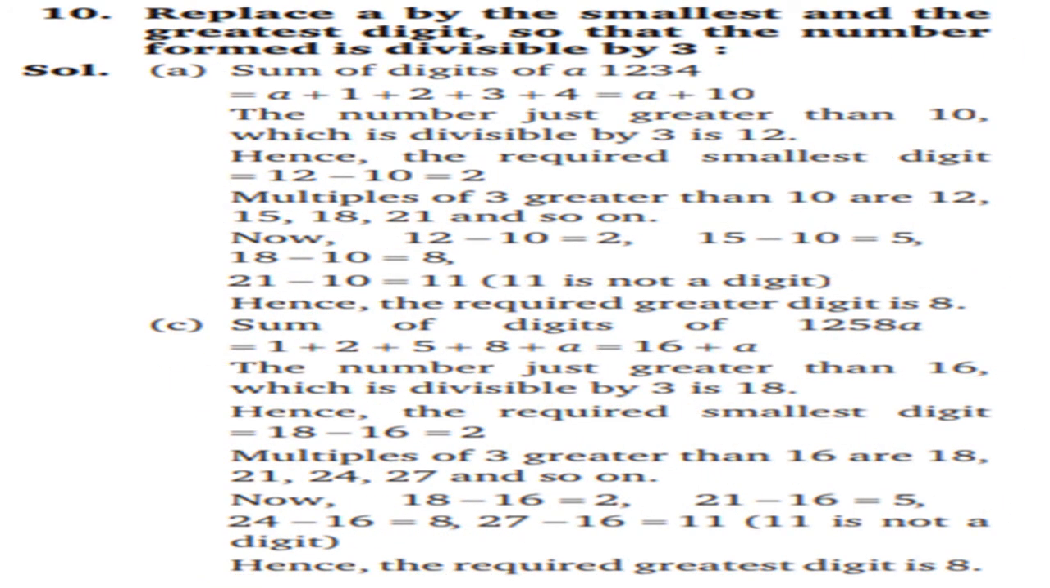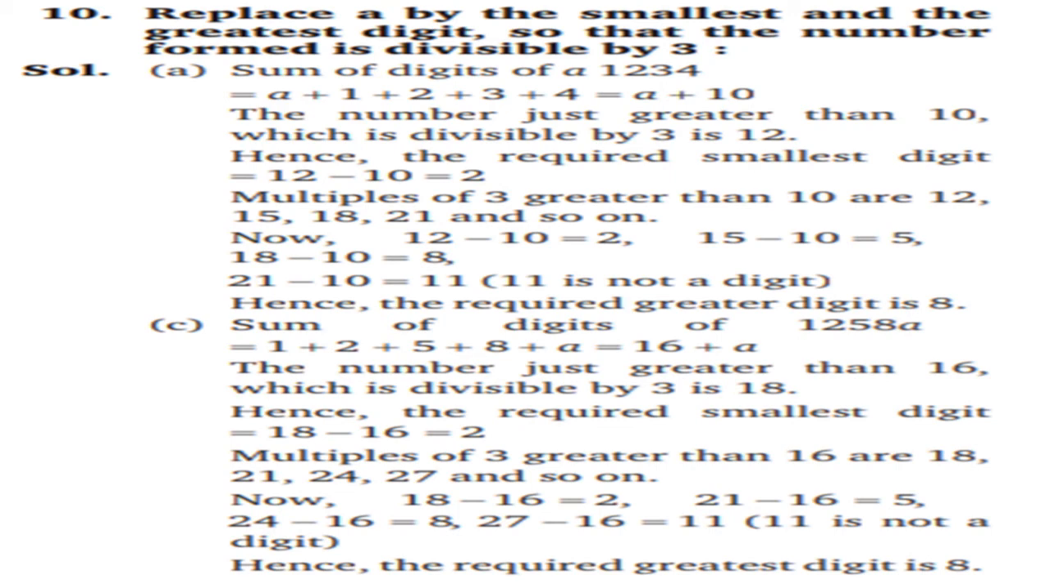Now question number 10, replace A by the smallest and the greatest digit so that the number formed are divisible by 3. So A part, A1234. So find the value of A, sum of digits of this number. A plus 1 plus 2 plus 3 plus 4 equal to A plus 10. The number just greater than 10 which is divisible by 3 is 12. Hence the required smallest digit 12 minus 10 equal to 2. So our smallest digit is 2.